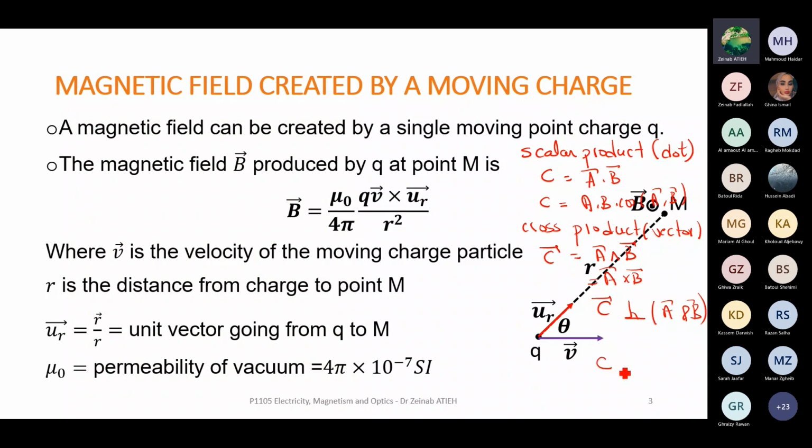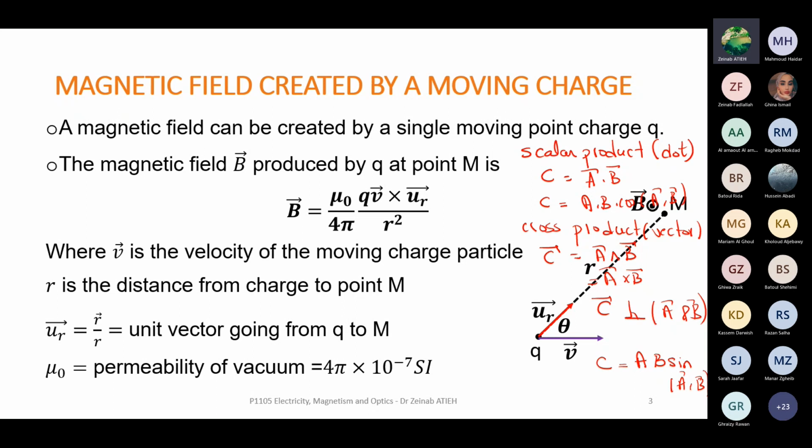And the magnitude of C, for the cross product or vector product, is equal to the magnitude of A, times the magnitude of B, times sine of the angle between A and B. Not like the scalar product, which has a cosine, no, it's a sine. So this is in general for the cross product. Don't worry, when we work with them, we will only need the magnitude. You will be familiar with that with time, don't worry.